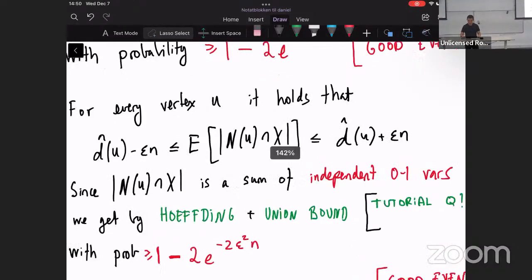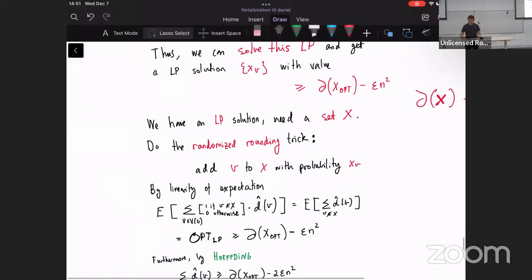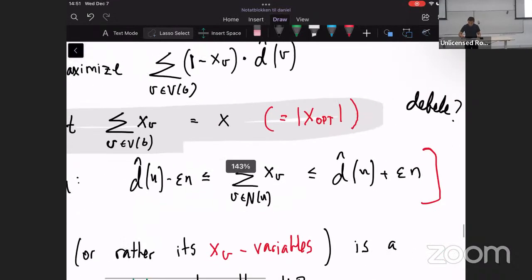So first, what is the expected degree of U into the set X? This is again a sum of 0, 1 variables. For every neighbor of U, we include it in X with probability XV. So the expected intersection of the neighborhood of U with X is the sum over all neighbors of U of the XV variables. But that is precisely what our LP was saying.